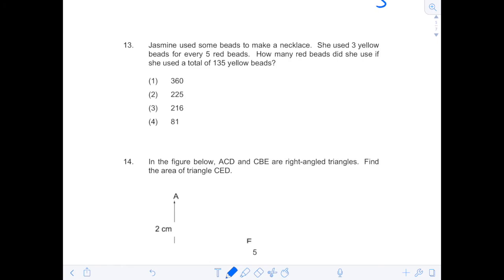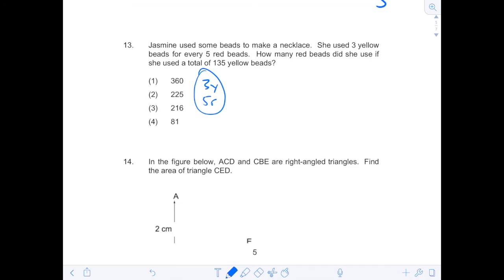She used 3 yellow beads, so inside one set you got 3 yellow, and for every 5 red beads, okay, this is one set. How many red beads did she use if she used a total of 135 yellow beads? Okay, so she used a total of 135 yellow beads.